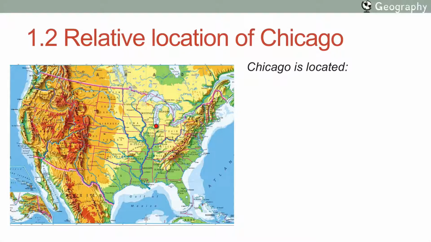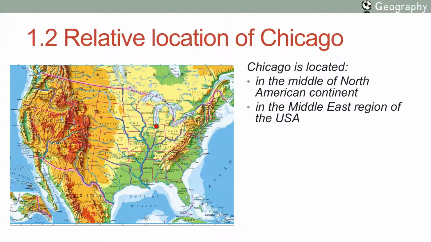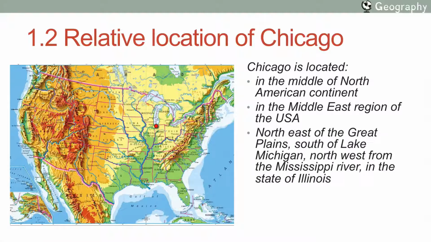We usually start from the general and go to the particular. If I start at the continental level, I could say that Chicago is in the middle of the North American continent. But if I go country-wise, I could say that it's in the Midwestern region of the USA. But I can go to a regional scale, saying that Chicago is northeast of the Great Plains, south of Lake Michigan, northwest from the Mississippi River in the state of Illinois.